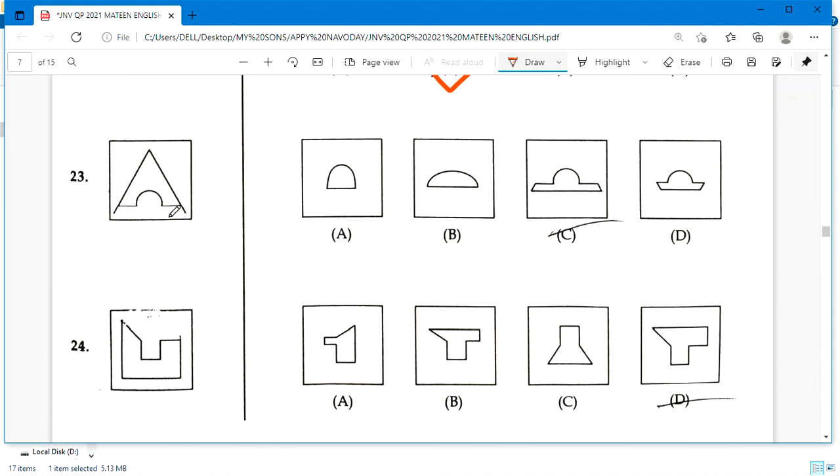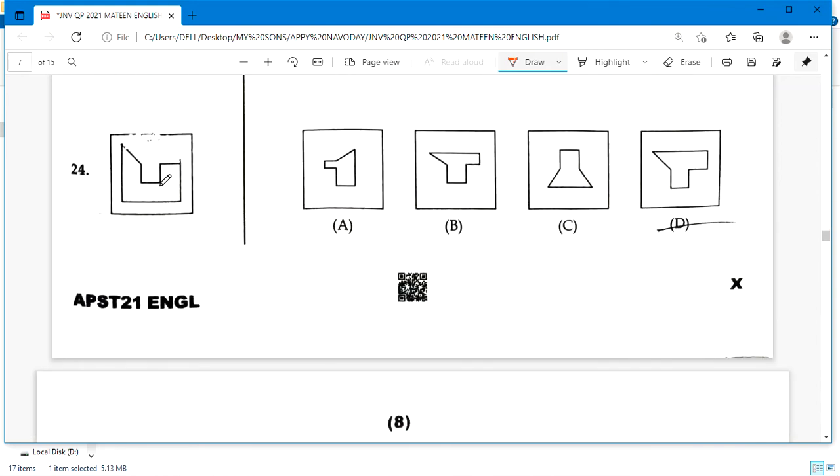And 23rd question, that's a triangle and they removed it from this side. So after we complete this type of figure, we will get this type of shape. That's nothing but option C. Next, just complete the square, you will get a shape as, wait, just, so you will get like this. So this type of figure is option D.